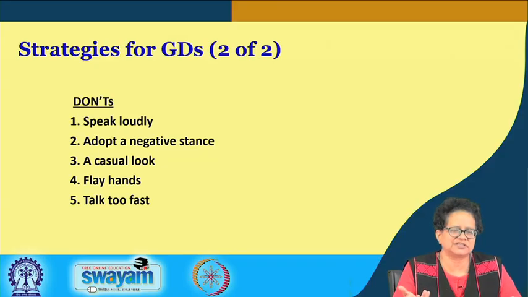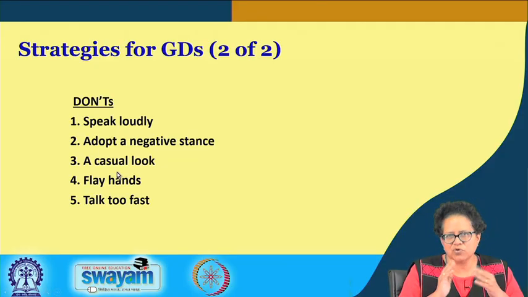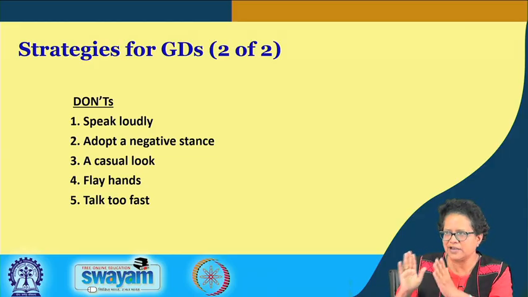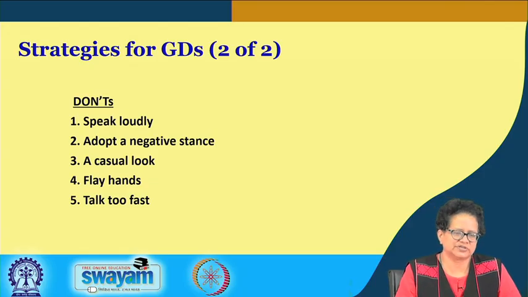Number 3 is do not give a casual look. If you are speaking, look at everybody directly, have direct gaze or eye contact. Do not give a casual look, it is not a picnic or an informal situation.